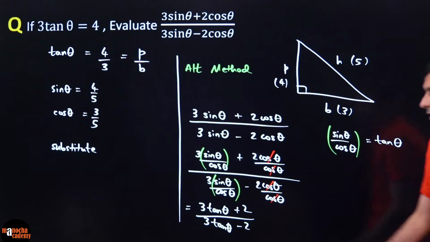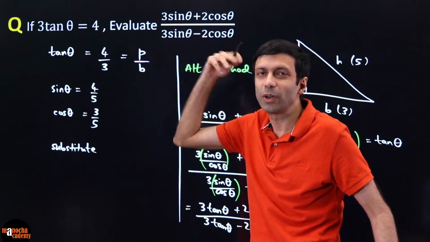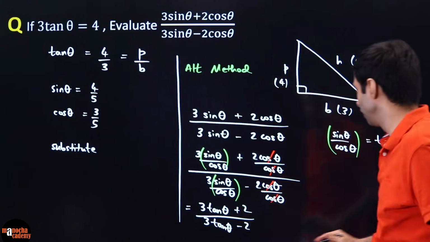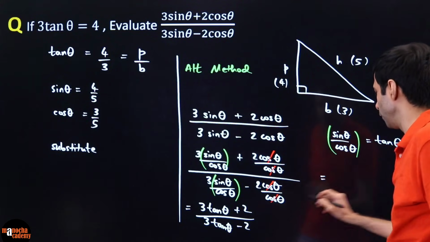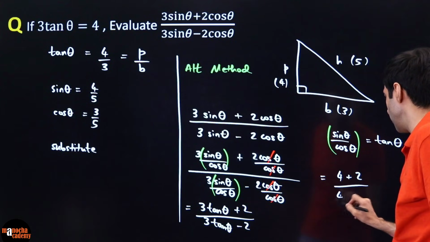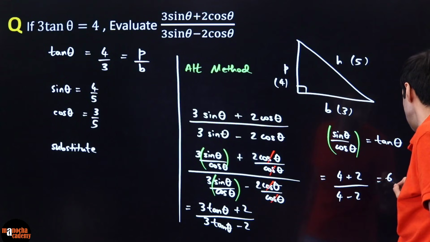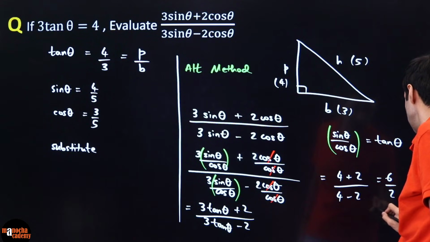That's it. Now all you have to do is you just substitute. In fact, 3 tan theta is given to you. You don't have to look at tan theta also. You just put it as 4. So let's just plug it in. So if you plug it in, we get 4 plus 2 divided by 4 minus 2, which is basically 6 by 2. The answer is 3.